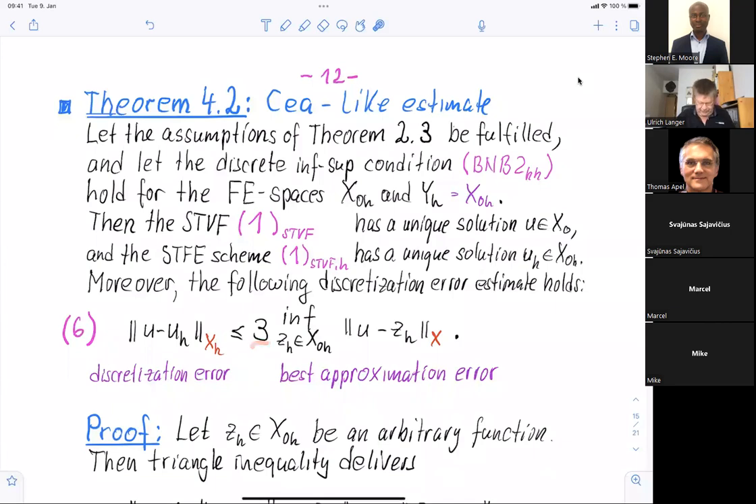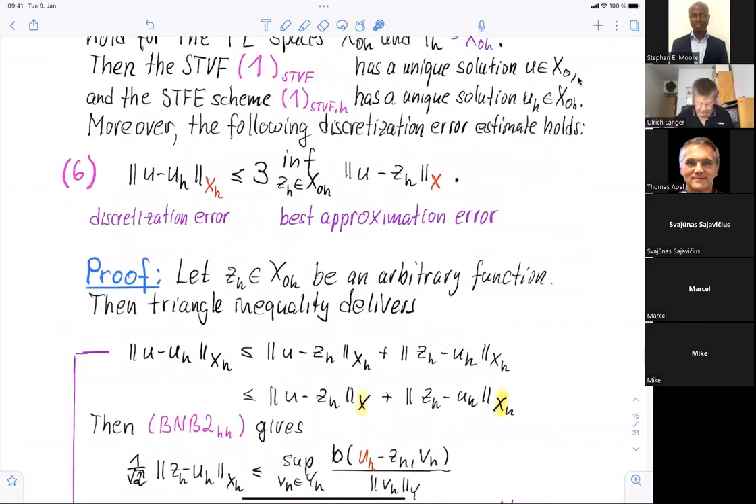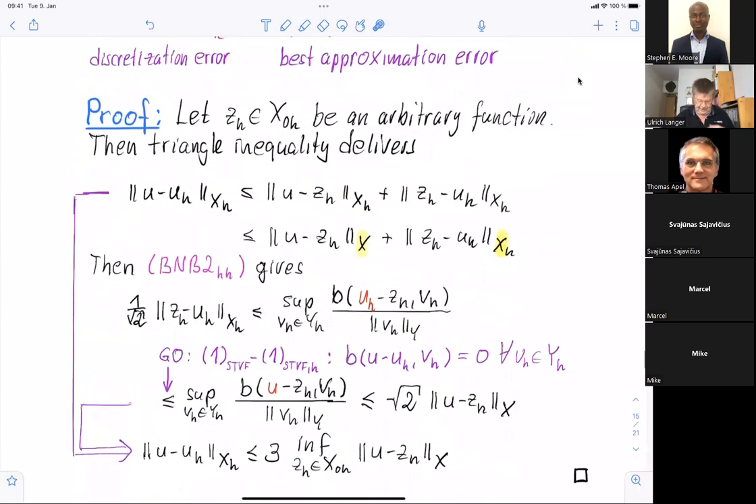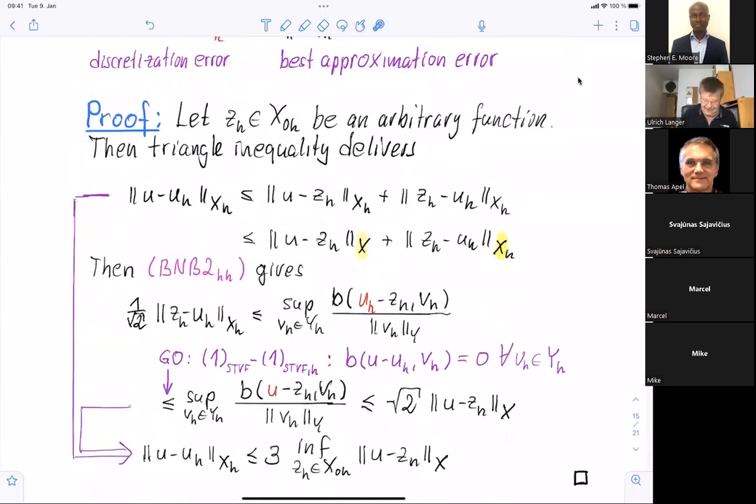So the proof, I will jump due to the time. The proof is very easy. Using the usual thing, you insert an arbitrary function here, use the triangle inequality, and then here you use the discrete inf-sup condition, Galerkin orthogonality, and then you have it.